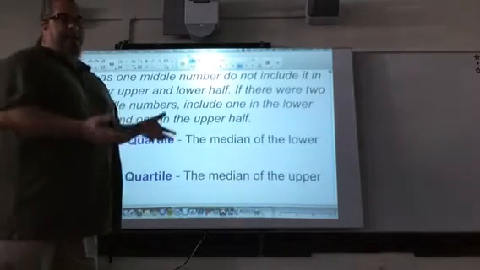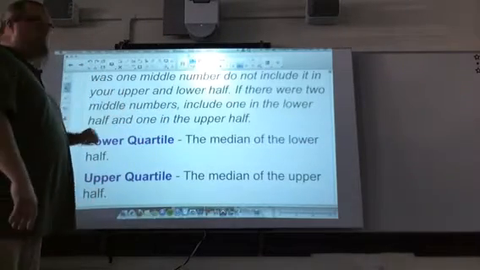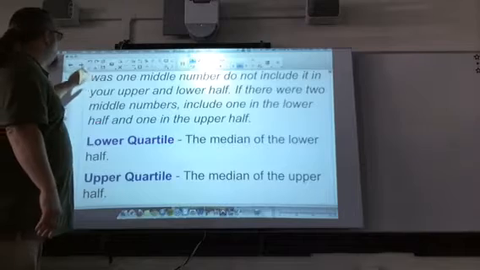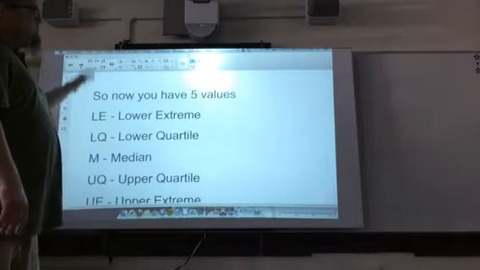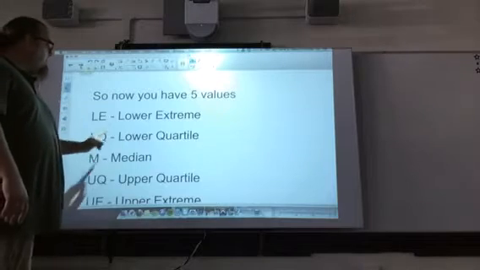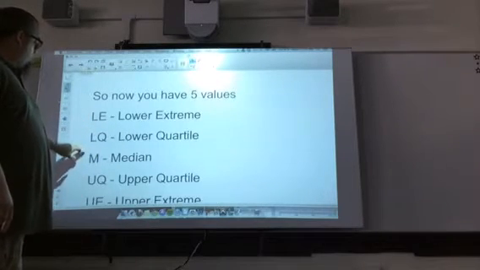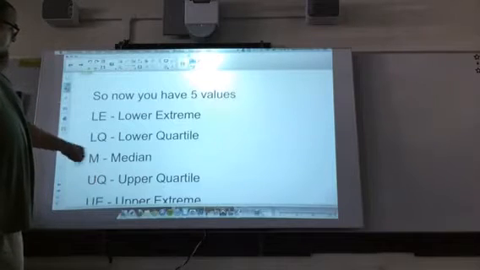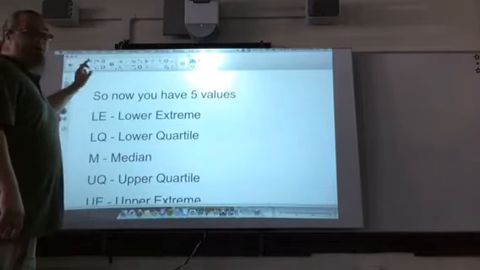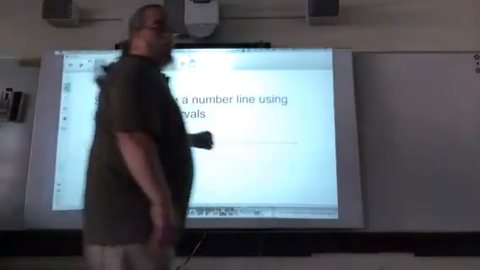Obviously, me saying that quickly doesn't really help, but hopefully in class I'll leave this up for a bit so you can copy or take a look and ask questions. All right, so now you should have 5 values. You have the lower extreme, I abbreviated it, the lower quartile, the median, the upper quartile, and the upper extreme. 5 values, right? Step 3 is create a number line using appropriate intervals.